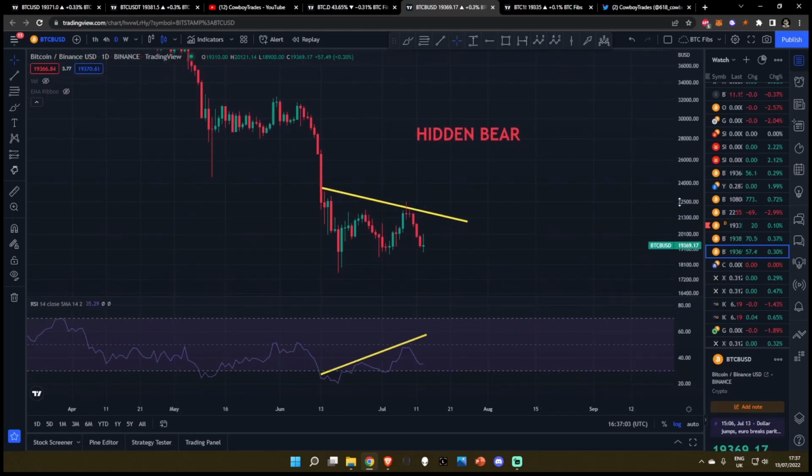Not too much else in it for the hidden bearish divergence. It's really as simple as that. It is a very, very simple yet highly powerful indicator.